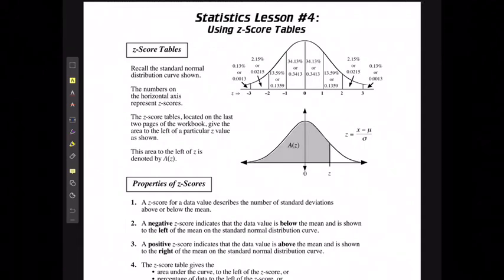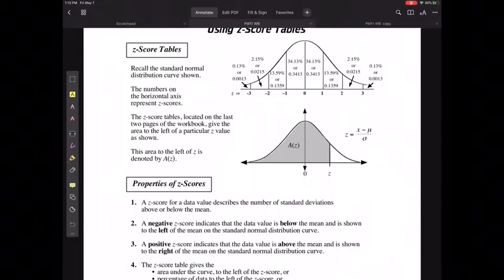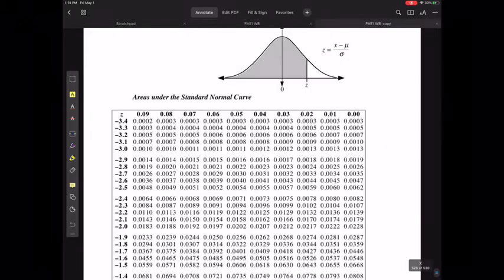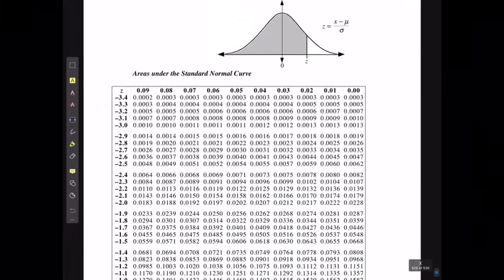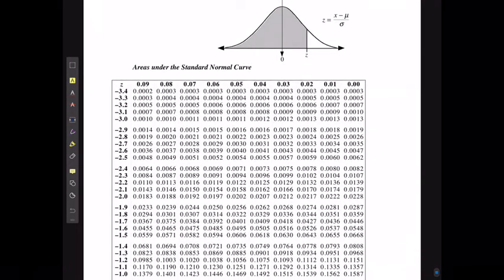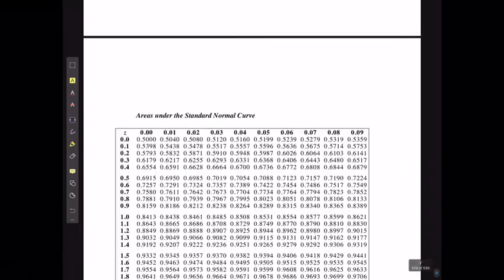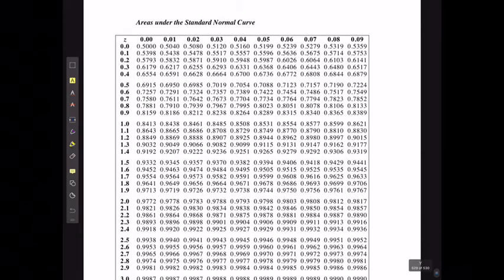For this lesson, we're going to learn how to use the Z-score tables to solve for areas or percentages based on the table in the last two pages of your book. If you jump to the last two pages in your book, there's a table. One has all the Z-scores for the negative values, and the other one has the Z-scores for the positive values.